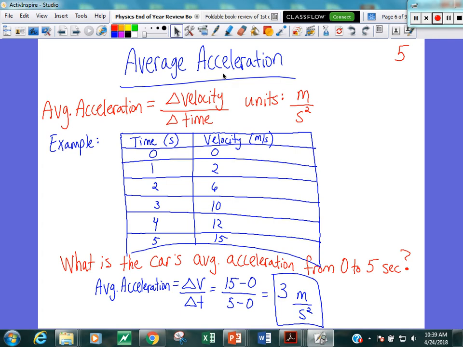Here's the definition for average acceleration. Here's how we find it. It's equal to the change in velocity divided by change in time. The units for acceleration, I hope that you will remember this, are meters per second squared. Anytime we have acceleration, it's meters per second squared.